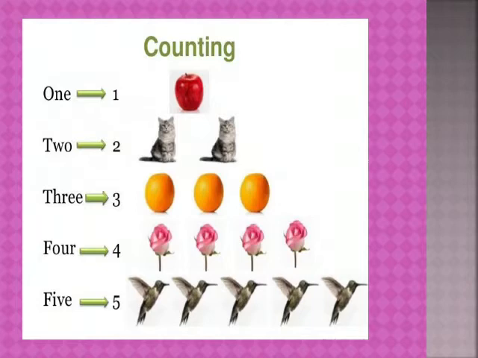So this image has 3 oranges and the spelling of 3 is written as well, THREE. Then 4 flowers and the spelling of 4 is FOUR. Then there are 5 birds. So there are objects 1, 2, 5 in this image.